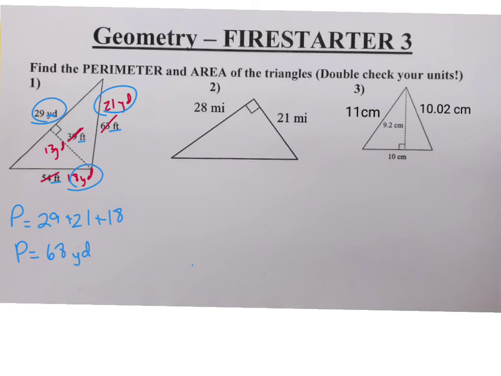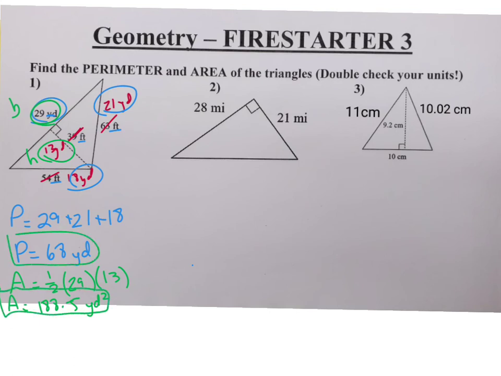My area is 1/2 base times height. So my area is 1/2. This is the base, 29. This is the height, 13. So I just do in my calculator 1 ABC 2 times 29 times 13. I end up with 188.5 square yards. Remember, it has to be square yards. You have to have the correct label.